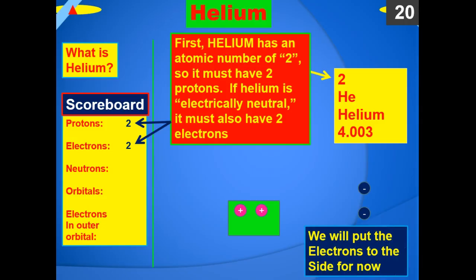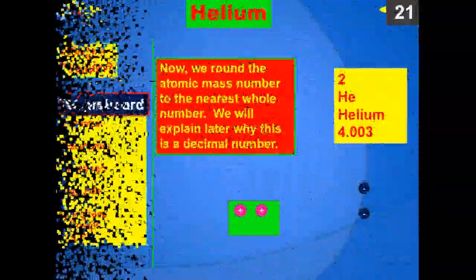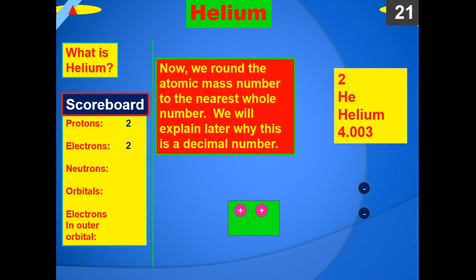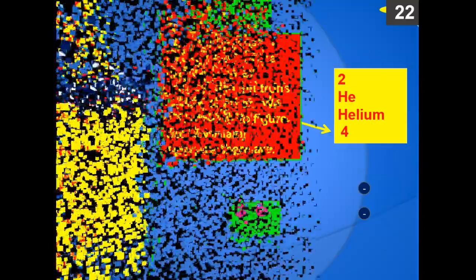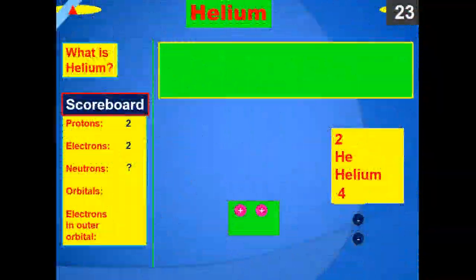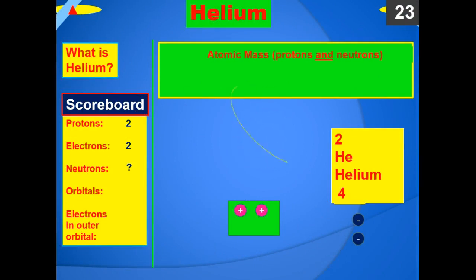Okay, so now we're ready to figure out how many neutrons. So this is the one that requires the calculation. See if you can remember what the next step is. That next step is to take that atomic mass number and round it to the nearest whole number, which would be 4. So we now call that the mass number. And that tells us the number of protons and neutrons in the atom. Again, each proton and each neutron has an atomic mass of 1. So if helium has an atomic mass of 4 as an atom, that means it must have a total of 4 protons and neutrons together. So now we have to figure out how many of those are neutrons. So we do our little subtraction problem. So the atomic mass or mass number, protons and neutrons, is 4.